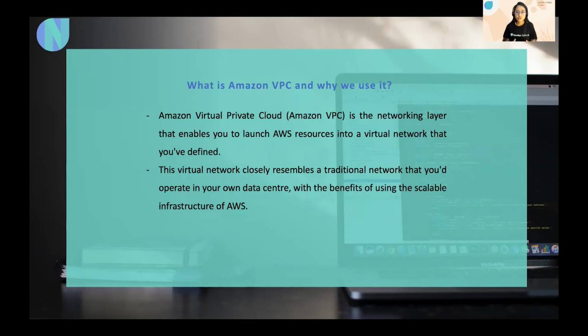So the first question is, what is Amazon VPC and why we use it? As it is written here, Amazon VPC is the networking layer that enables you to launch AWS resources into a virtual network that you have defined. So to understand this, first let's understand how the organizations create the network. So one thing is internet and the other thing is the data center. Internet is the network using which devices from all over the world connect together, right? And they transfer data from one device to the other.